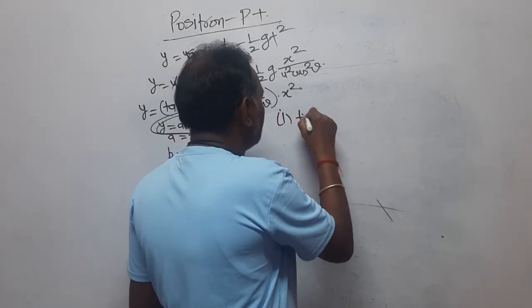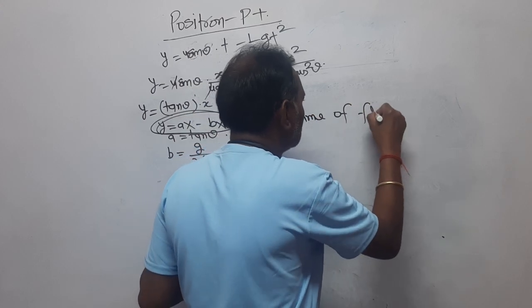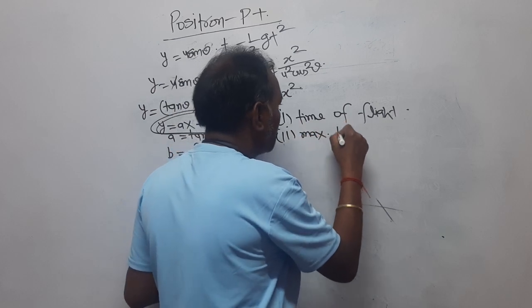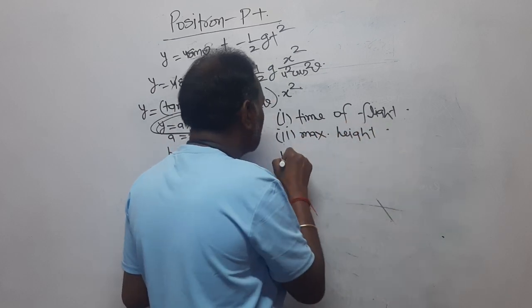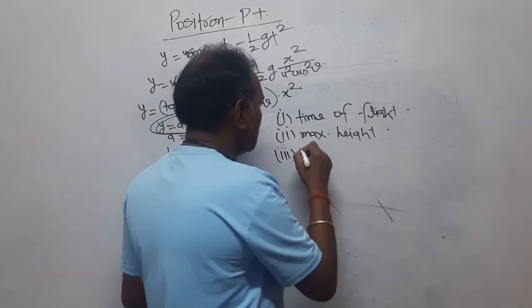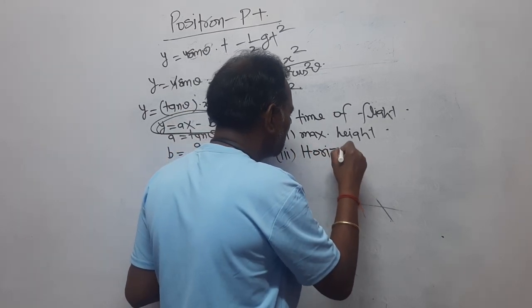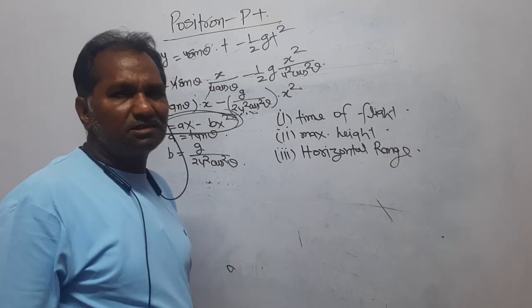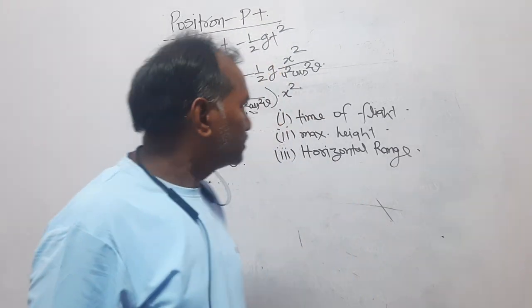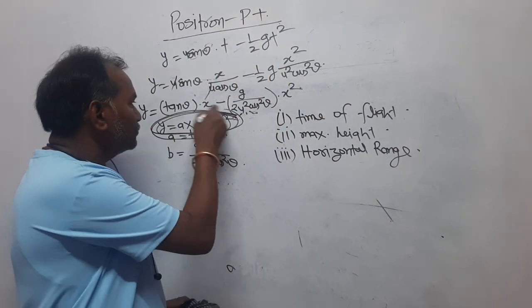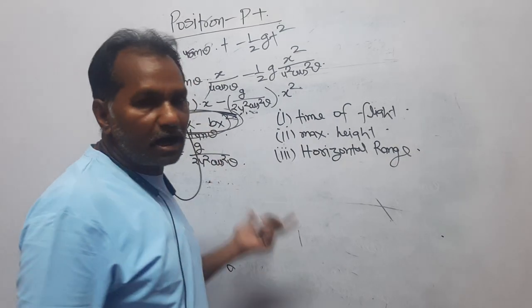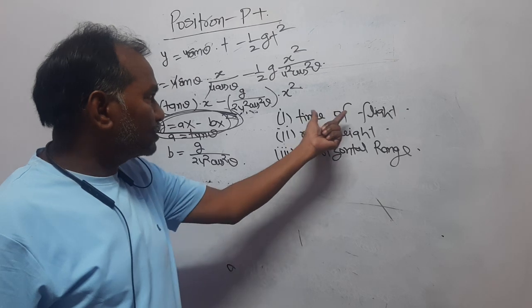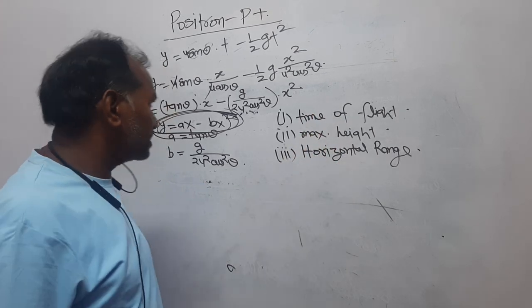We study here time of flight. Then we study here the maximum height attained by the body. Then we study here the horizontal range. These three facts we have to discuss with you. The standard equation I have discussed, how I brought this I have shown on the board. Now these three things I have to discuss one by one: what is the time of flight, maximum height, and horizontal range.